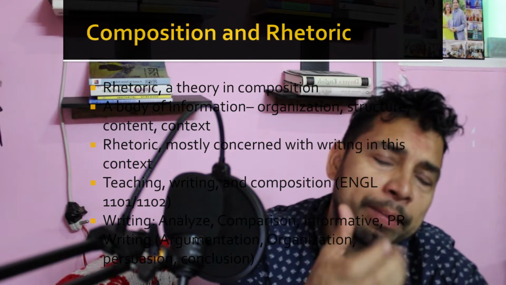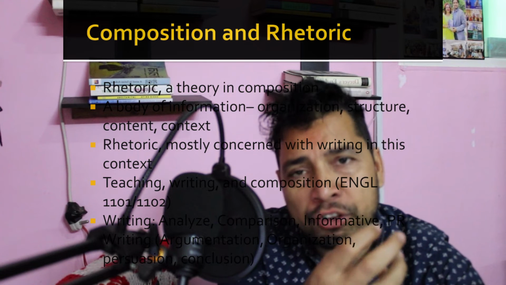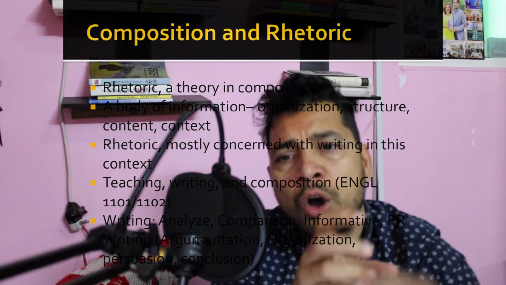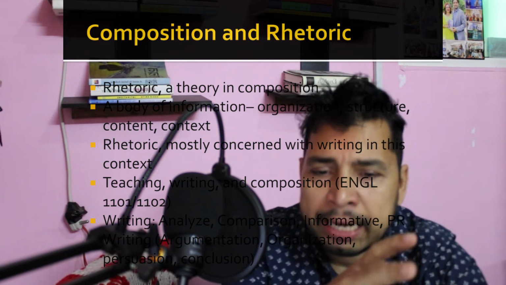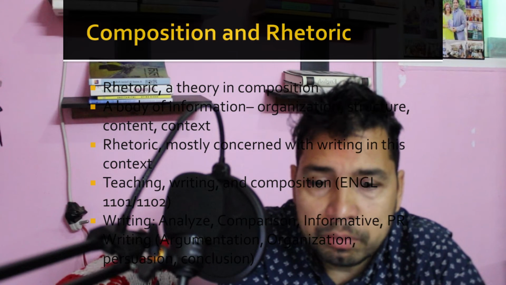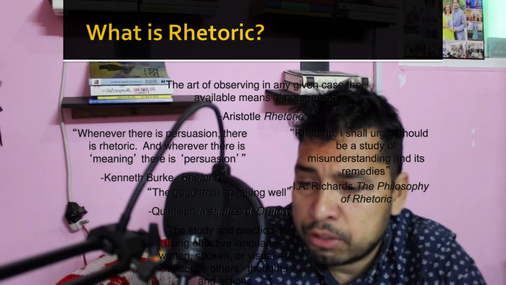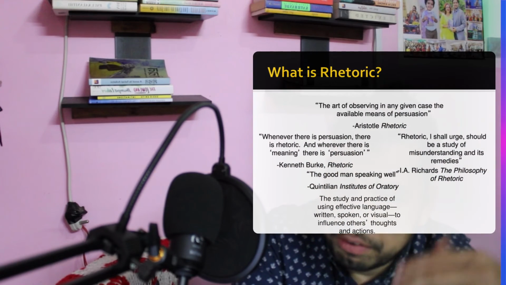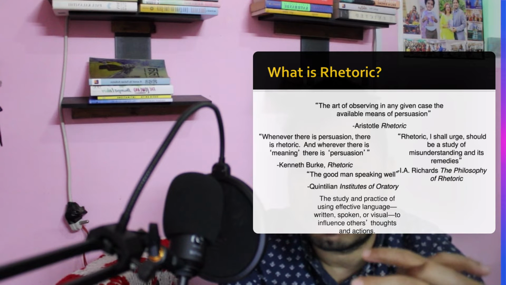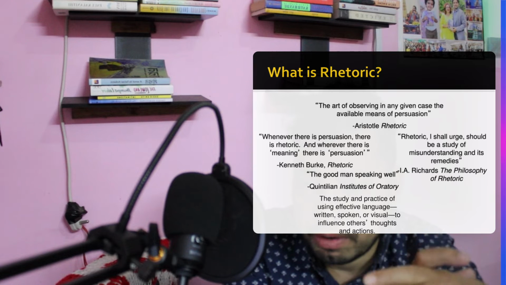Okay, so when we talk about composition and rhetoric, these concepts of persuasion, organization, coherence, structure, content, and context always come into play, and that is what rhetoric has to do with. So, talking about rhetoric again, what is rhetoric? When we try to define rhetoric, there are different definitions. Aristotle defined rhetoric as the art of observing in any given case the available means of persuasion. So rhetoric has something to do with persuasion.